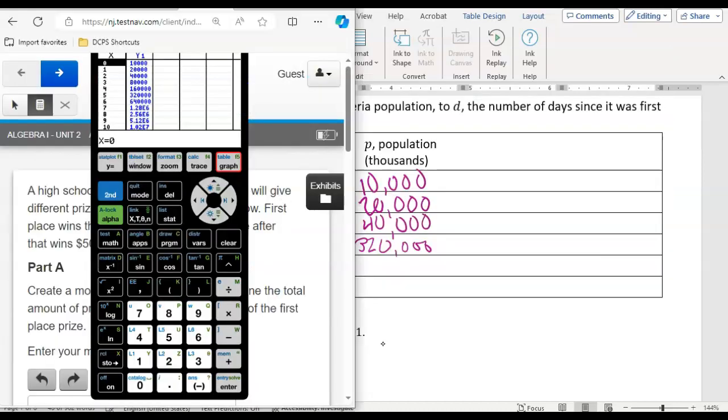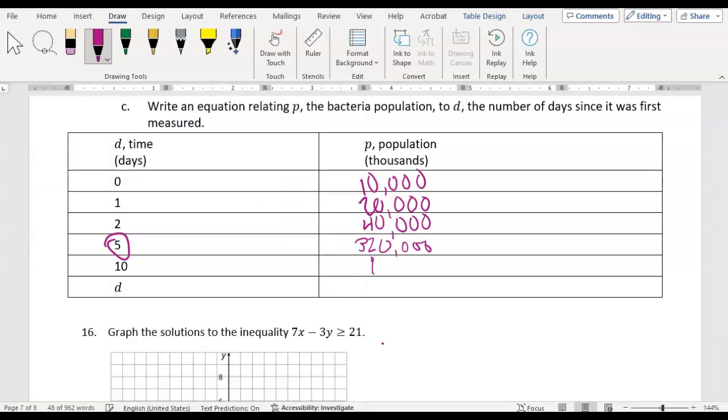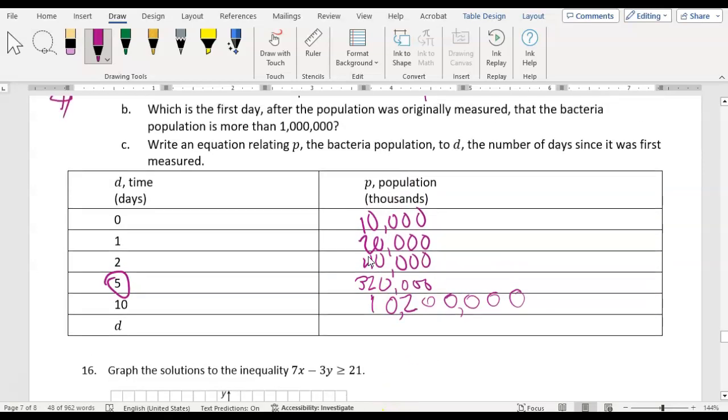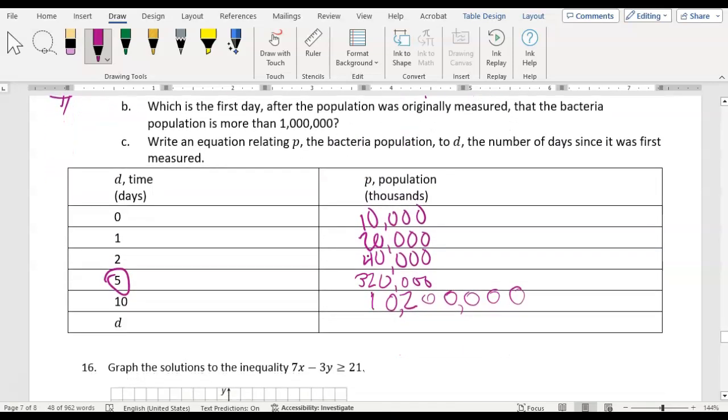And then at 10, we're looking at 1.02 e to the 7th power. Now the e to the 7th power means we're moving those decimals over 7 times. So 102, moving the decimal over 3 times, or 7 times: 1, 2, 3, 4, 5, 6, 7. Okay, so 10,200,000.